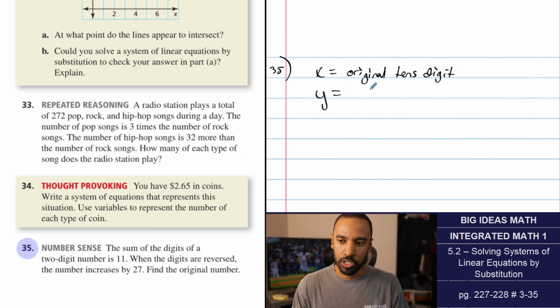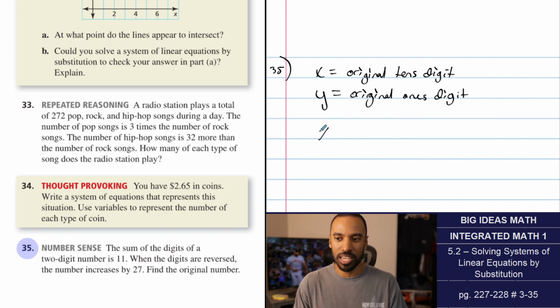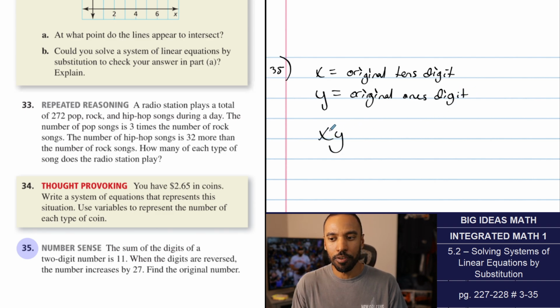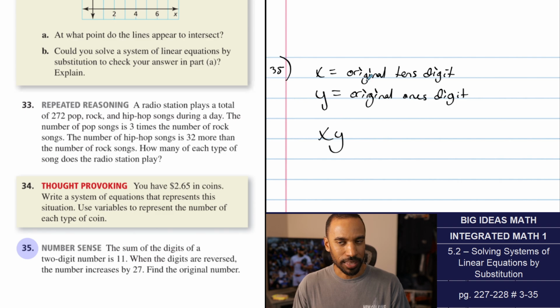And y be the original ones digit. Now, this is important, and you have to make sure you know how numbers work. Here's what you can't do. You can't say x, y, and like if it's 54, x, y is 54 now. No, that would be 5 times 4, which is 20. That's not how it works.